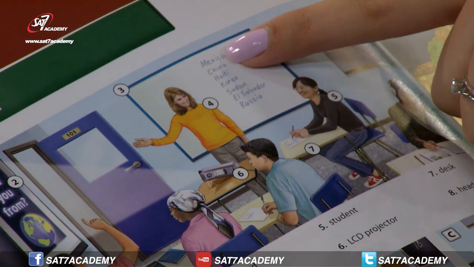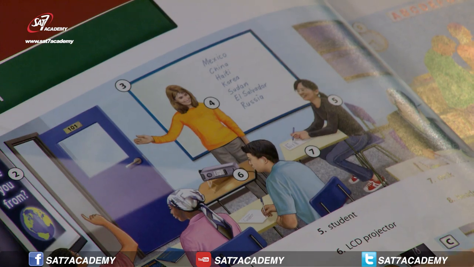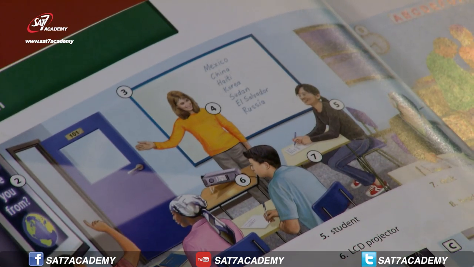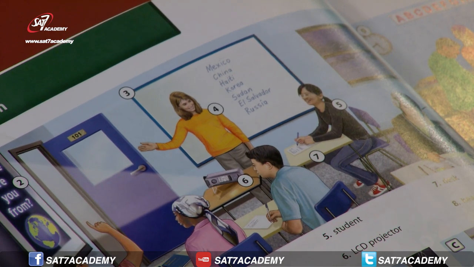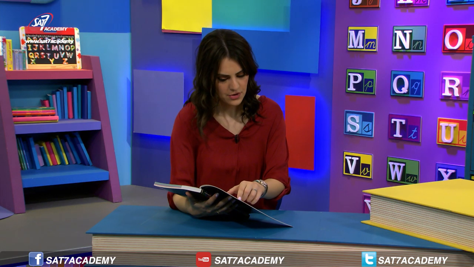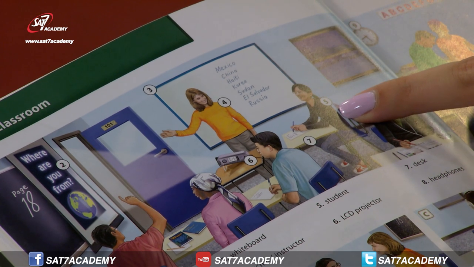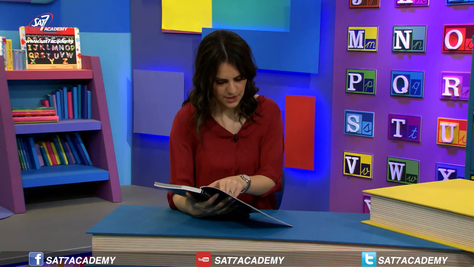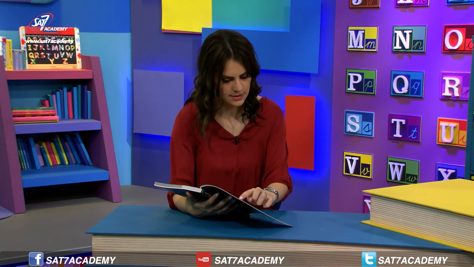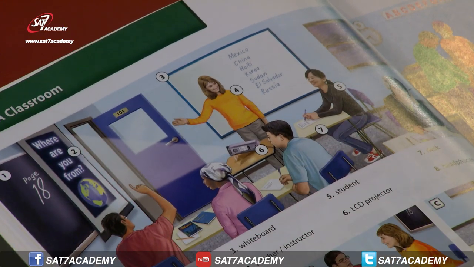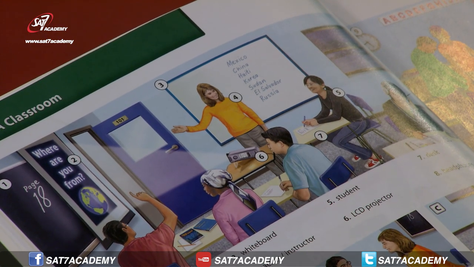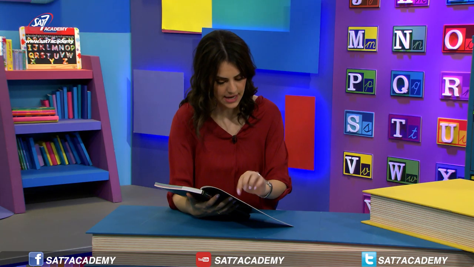Whiteboard. Teacher or instructor. This is number four. Like me, I am the teacher or the instructor. Number five. Where's number five? This is a student. Number six. This is number six. This is an LCD projector. Number seven is the desk.